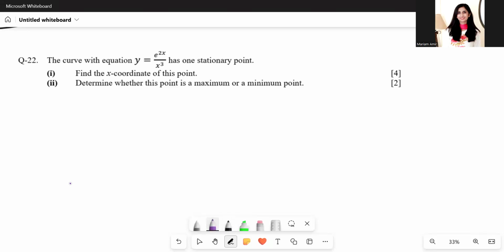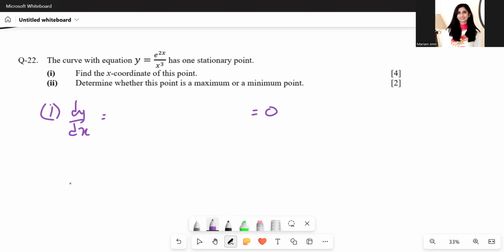The curve with equation y equals e power 2x over x cubed has one stationary point. Find the coordinate of the stationary point. So at the stationary point, we know that dy by dx is equal to 0. We're going to differentiate this using the quotient rule and equate it to 0.